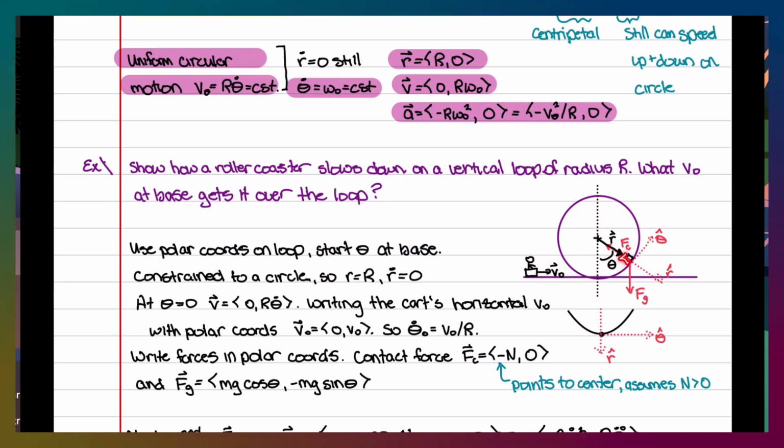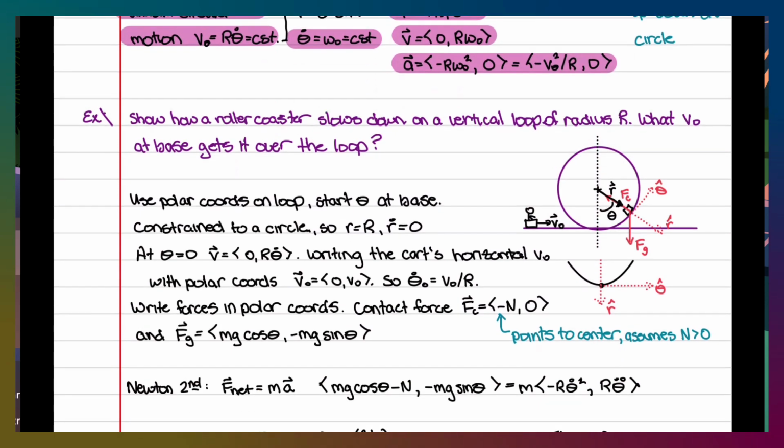So then when the cart is up here, we have the radial direction and the theta direction. When the cart is here, we have the radial direction and the theta direction. When the cart is here, we have the radial direction and the theta direction, which are moving along with you. We're constrained to move in a circle, so I know that I can set r equal to this fixed constant. r dot and r double dot vanish.